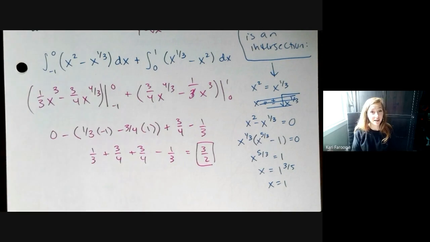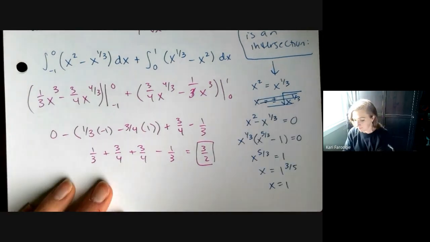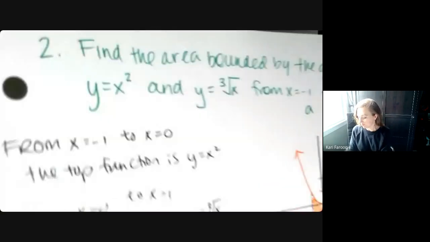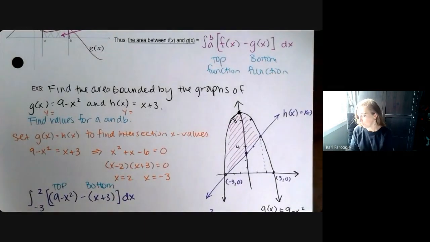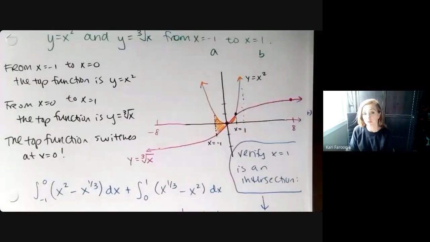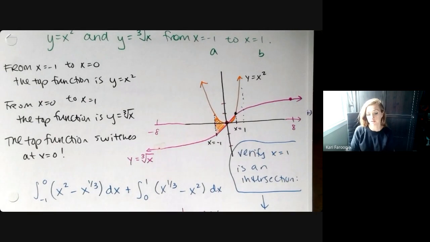All right, so that's it for finding area between curves. And this is basically the gist of it. You might need to solve a system of equations to find the bounds for your integral, and that's okay. And you might need to set up a sum of integrals if the top and bottom function switch. That's about as crazy as it's going to get.